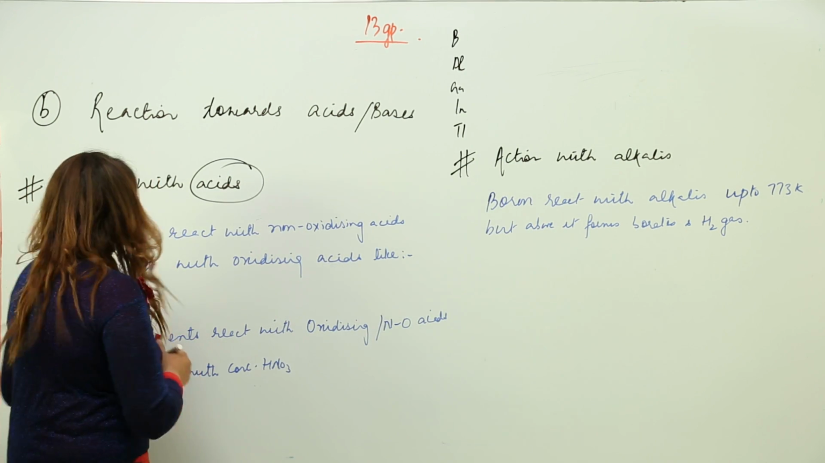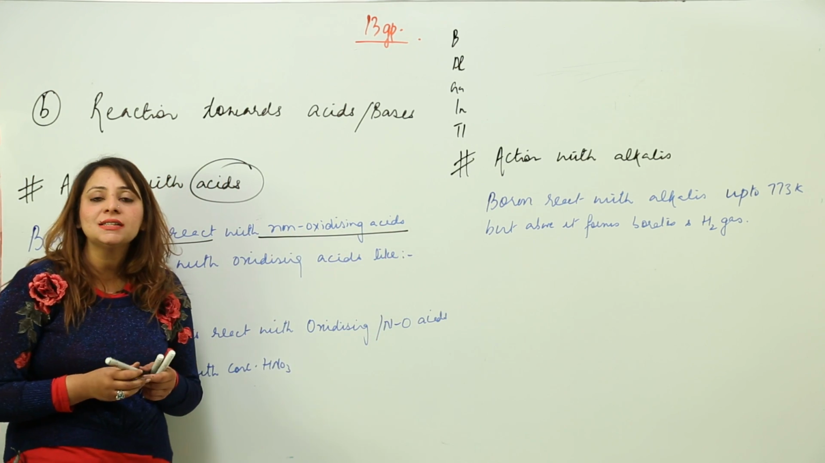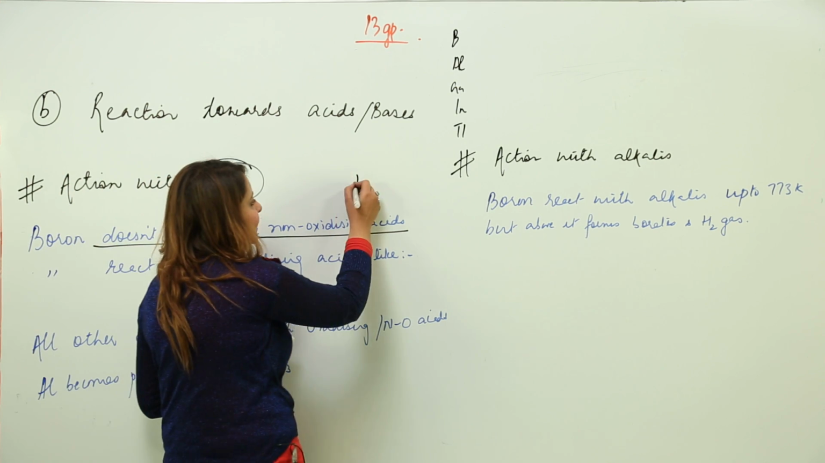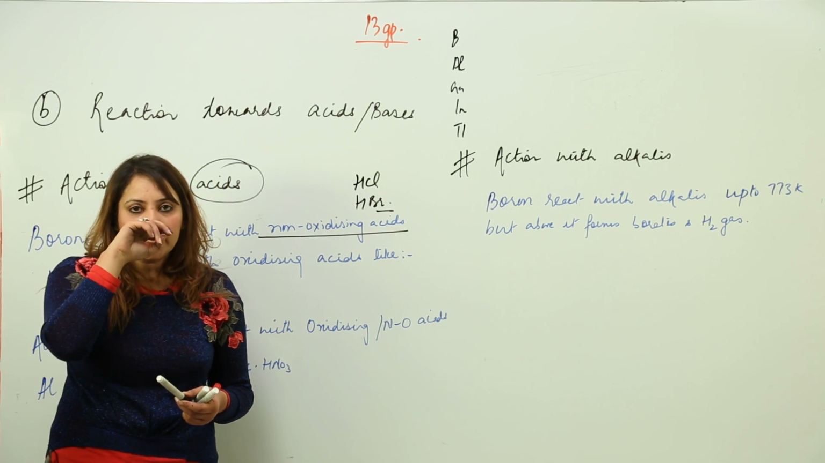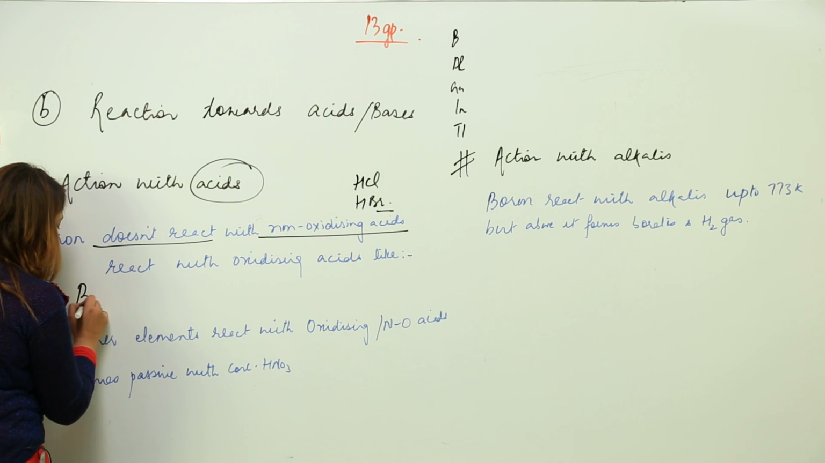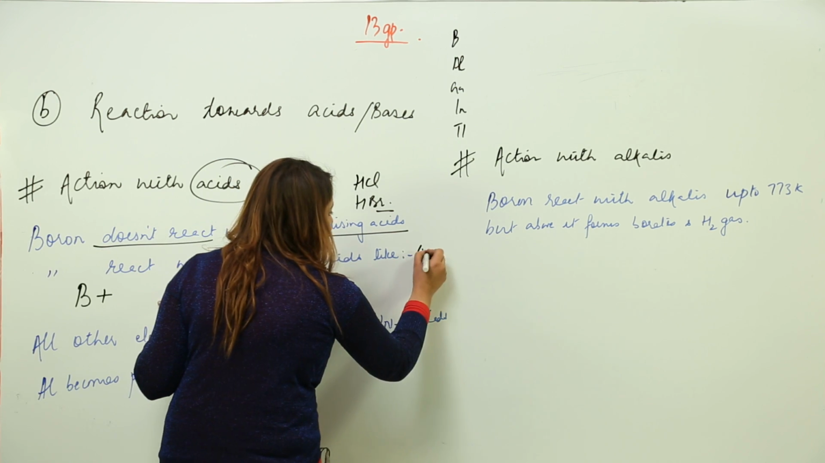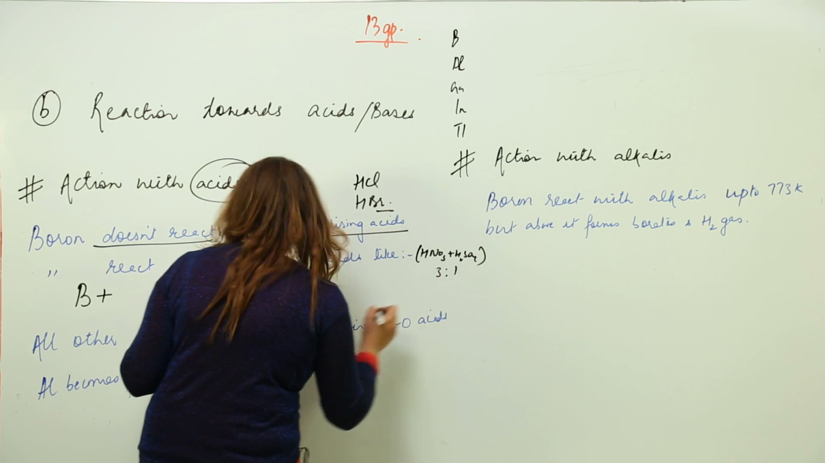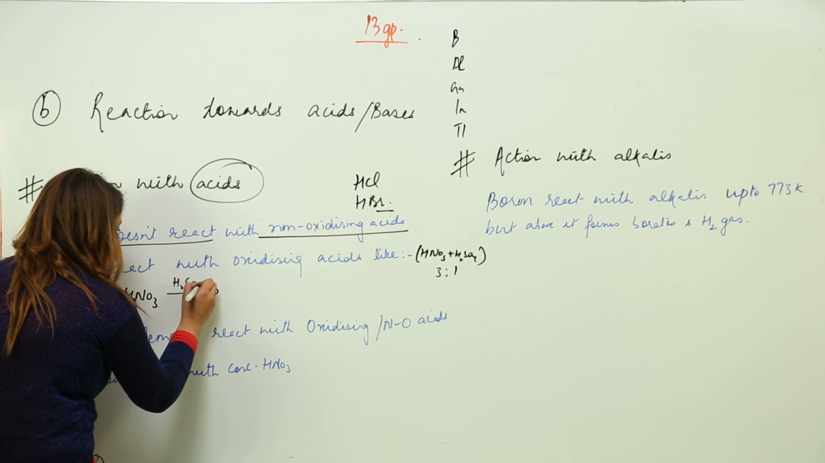What we have seen is that boron doesn't react with non-oxidizing acids. That means the acids which lack oxygen in them, like HCl, HBr, are non-oxidizing, so it doesn't show a reaction with them. But with an oxidizing acid it shows a reaction. We'll have a mixture of the oxidizing acid HNO3 with H2SO4 present in ratio 3:1, and we are going to react boron with it. So we have HNO3, H2SO4, and we'll heat it.